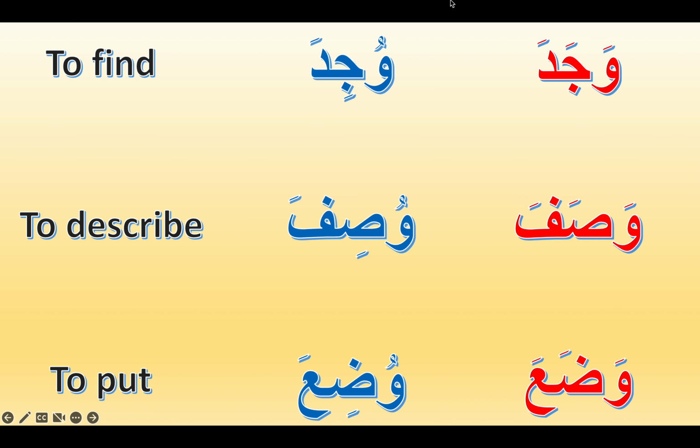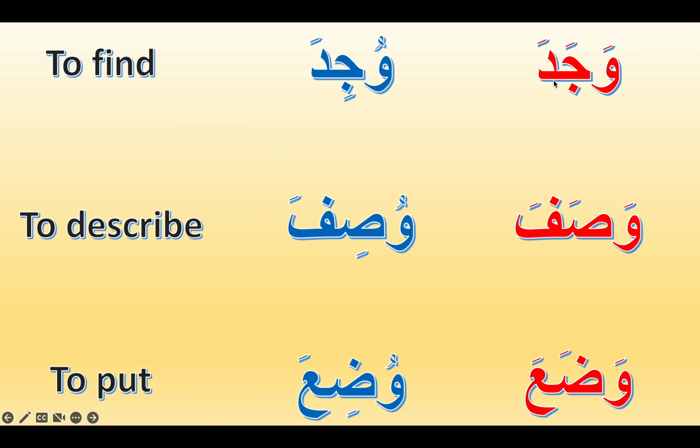So, what we're going to be focusing on today is verbs in Form 1, weak verbs, where the weak root letter is the first root letter. For example, when the first root letter is a waw, alif, or a ya. That's what we're going to be focusing on today. So, verbs like wajada, which is to find.